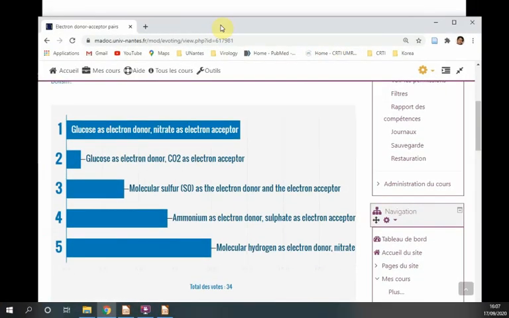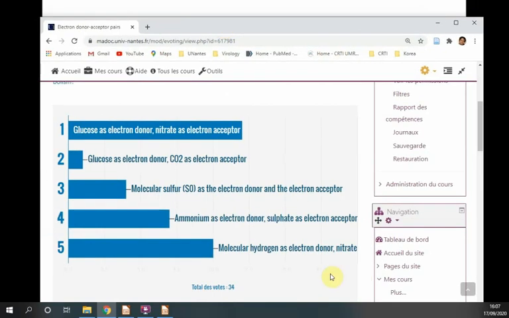Okay, so let's have a look. What do you think is possible? So glucose as an electron donor, nitrate as an electron acceptor. Yeah, that's anaerobic respiration. That works.